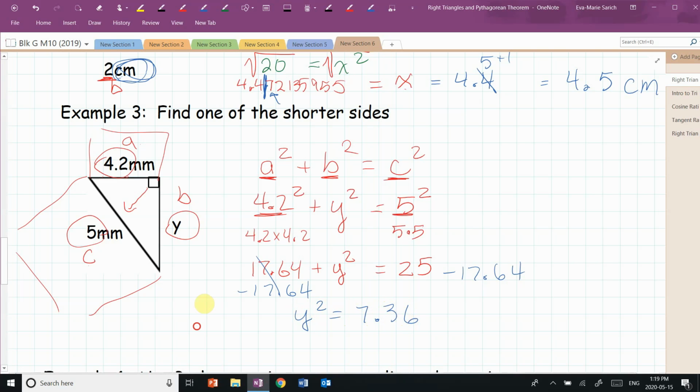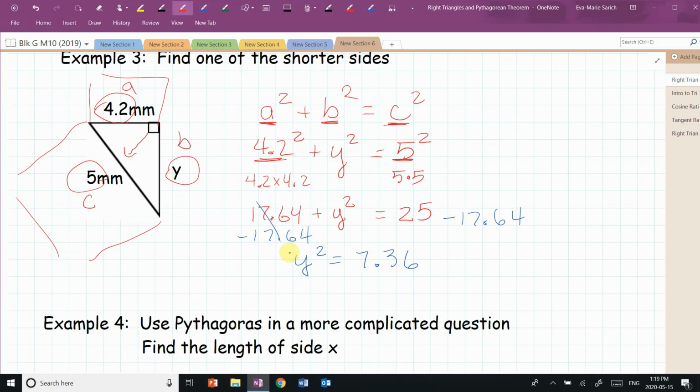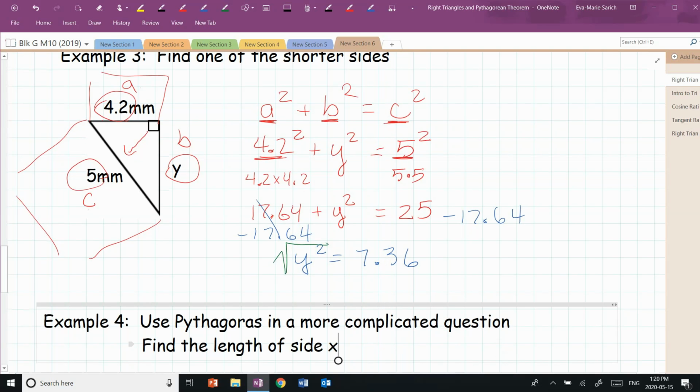Our last step is we need to take the square root, because we need to figure out what the side y is, not the square of y. Right now, y's square is 7.36. So take the square root of that. Now, to put some sense into this, if the square is 7, we know that a 3 by 3 square is 9. That would be too big. And a 2 by 2 square is 4, which is too small. So our number is going to be between 2 and 3.